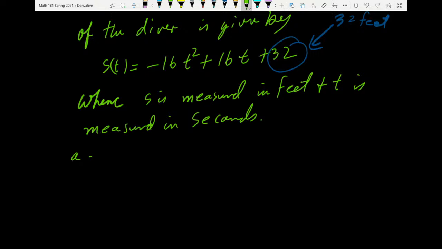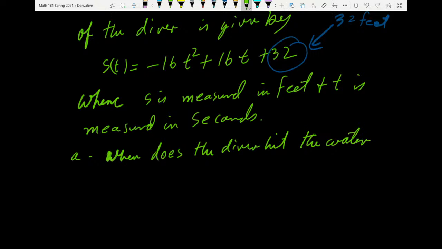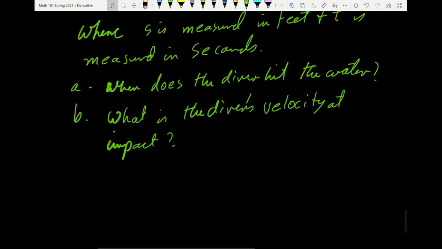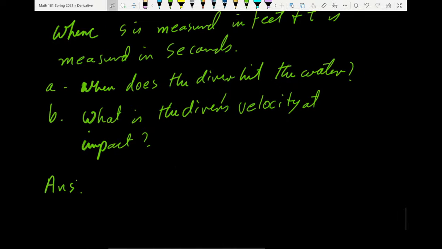Alrighty then, let's do that. When does the diver hit the water? What is the diver's velocity at impact? So let's look at it. For the first part, when does the diver hit water? So that means the position is going to be 0.